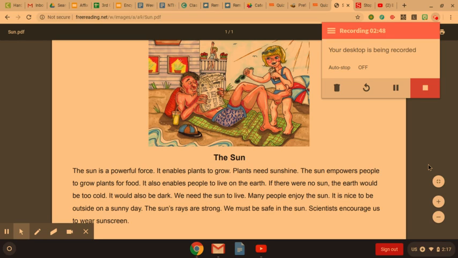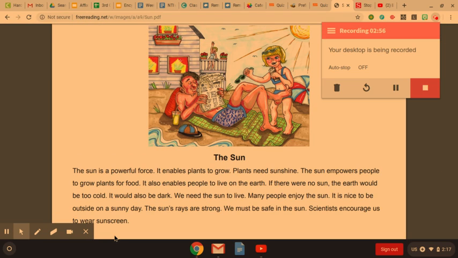Many people enjoy the sun. It is nice to be outside on a sunny day. The sun's rays are strong. We must be safe in the sun. Scientists encourage us to wear sunscreen.